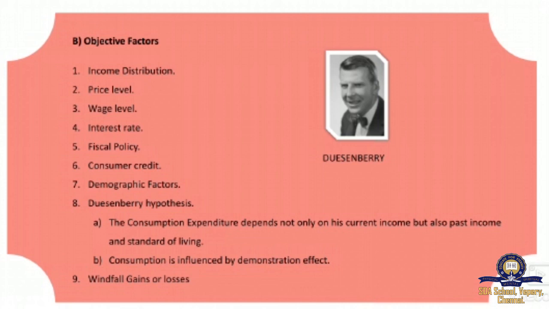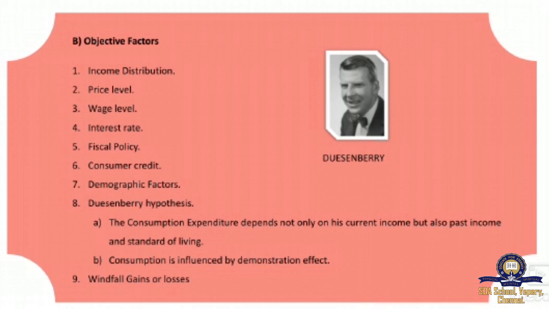Second point is price level. It's a very important one. Listen very carefully. How does the price level affect the consumption? If the price is very low, we can buy a large amount of product with a small amount of money. Do you understand? If the prices are very low, we can buy more by spending less. So the remaining we can save. So propensity to consume will be high, propensity to save will also be high when the prices are low.